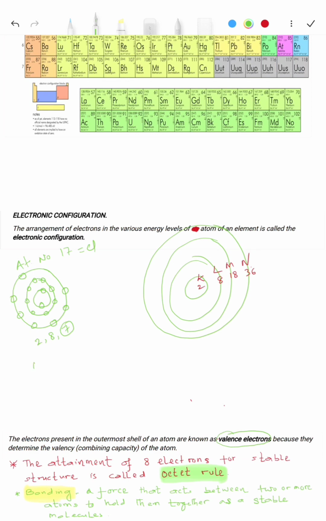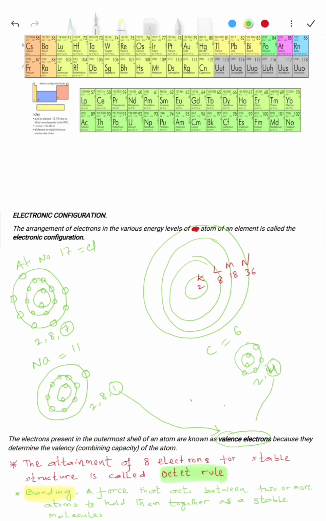Then another example is sodium. Sodium's atomic number is 11. So the lowest orbital will have 2, the second will have 8, and the outermost shell will have only 1 electron. So the electronic configuration of sodium is 2, 8, 1. This is the valence electron of sodium. Another example is carbon, atomic number 6. The lowest orbital has 2, then the outer orbital has 4. So 2 and 4. This is the valence electron of carbon.